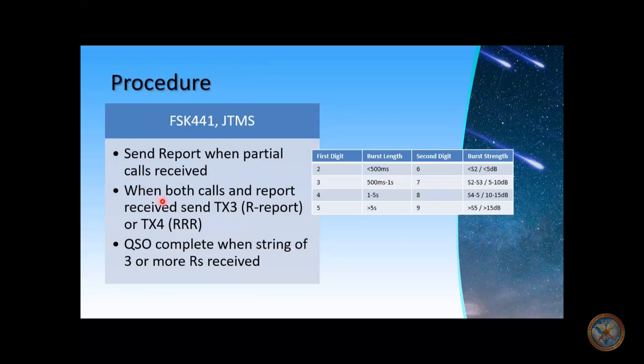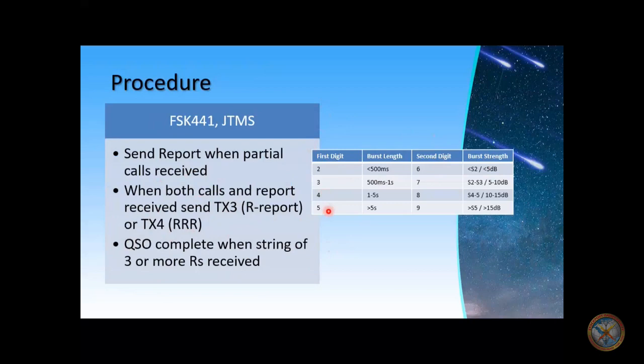And as soon as you have got both calls and the report, then you can either send TX3, so the R report, or if you've got the R report, then you can send RRRs. Rogers. And the QSO is complete when the other station or you receive a string of 3 or more Rs. And the reporting is 2 digits.